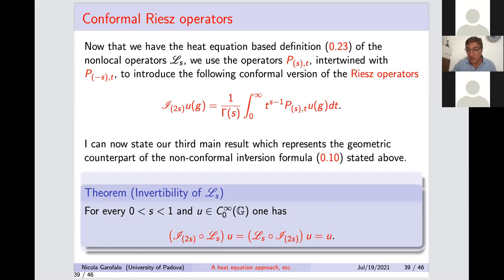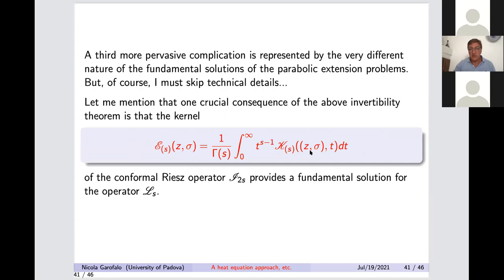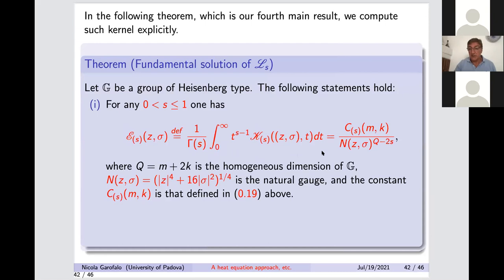All right, so now I will finish. You know, this function, the kernel of this operator, as in the classical case, the kernel of the conformal Riesz operators, will provide an explicit fundamental solution for L_S. And so here is my last theorem. Let G be a group of Heisenberg type. When I integrate in time the kernel of that operator, I get that explicit constant, the Morpurgo constant that I wrote before, divided by the Korányi gauge norm raised to the power Q minus 2S.